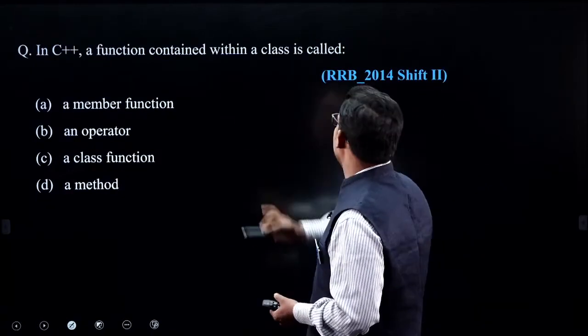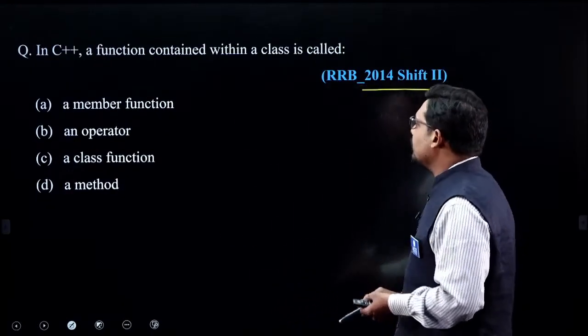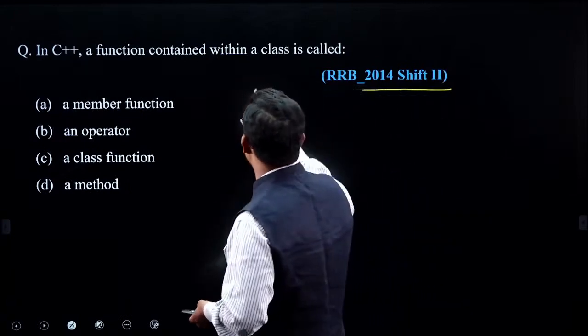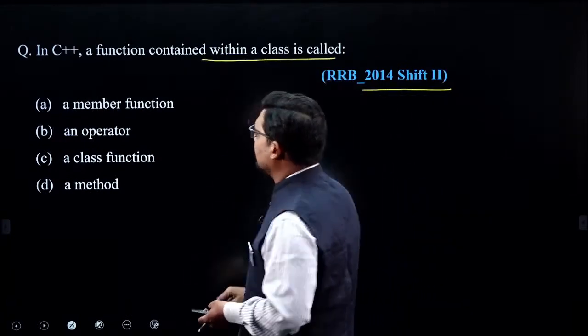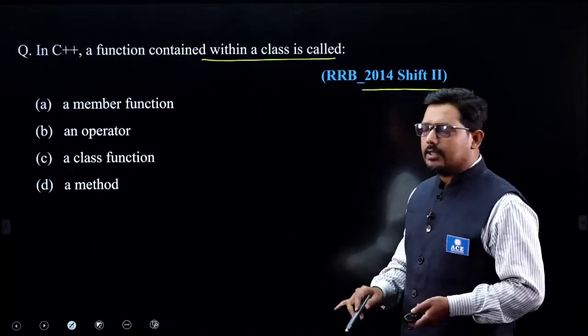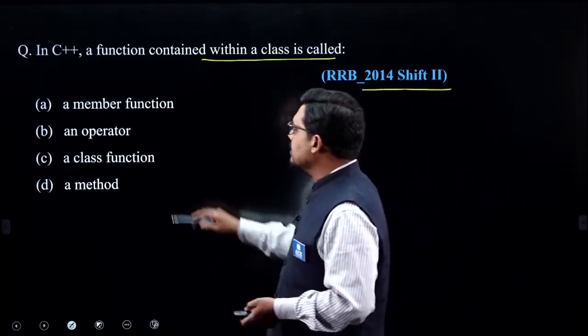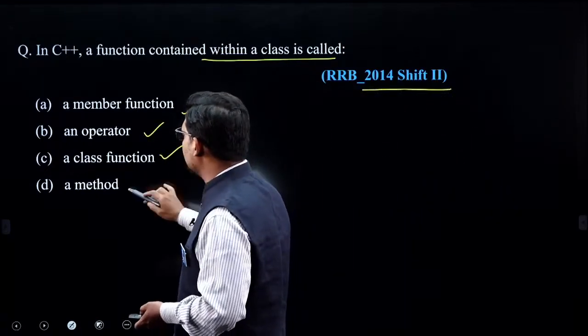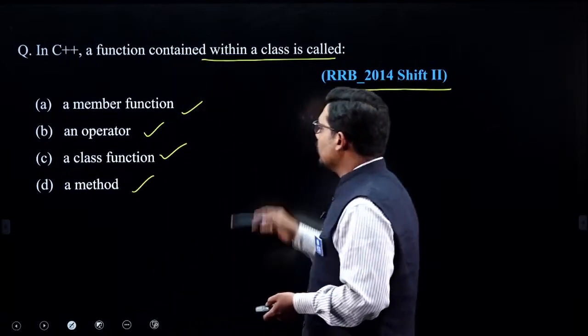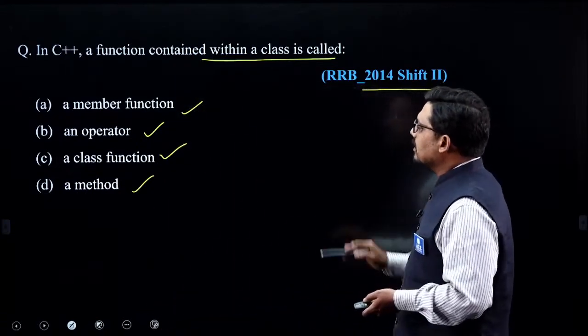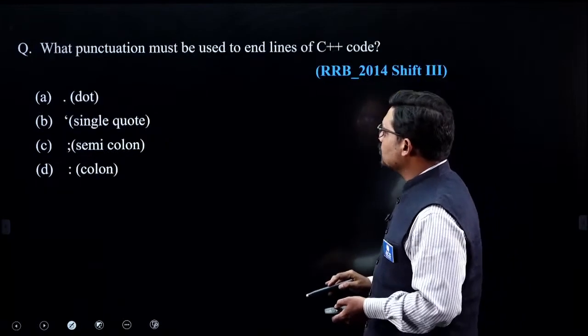Now let's look at this particular question from 2014 shift 2. A C++ function contained within a class is called: member function, operator, class function, or a method. So we know that A is the correct answer for this question.